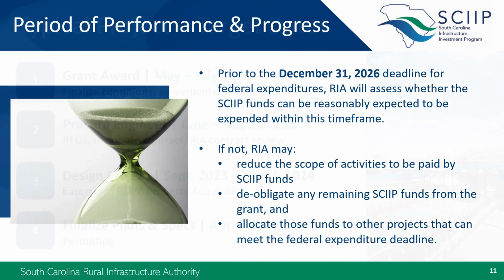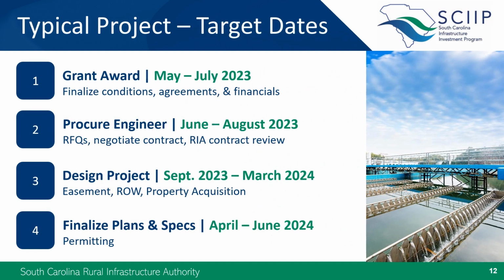To wrap up my section, I thought it would be helpful to walk through the timeline for a typical SCIIP project. The schedule assumes that you have carefully thought through the project and all of the SCIIP requirements, and you can reasonably expect to carry out the project as outlined in our application. For most of the SCIIP projects, we feel that there's more than enough time to carry out the project and expend the funds within the guidelines.